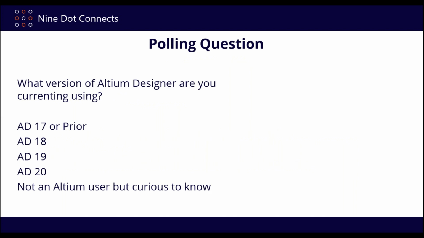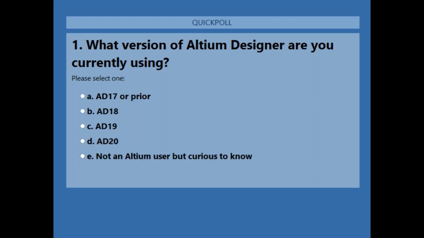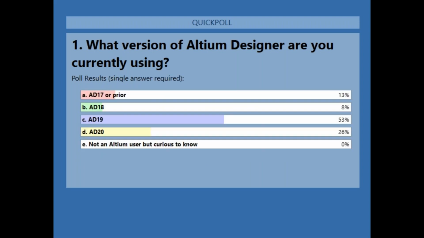But I would like to start off with 3 polling questions. This is the first one we're going to ask over here, so we'll get that first polling question going. And simply just would like to know what version of Altium Designer you're using. Okay, well, thank you for doing that over here. So you can see the results.